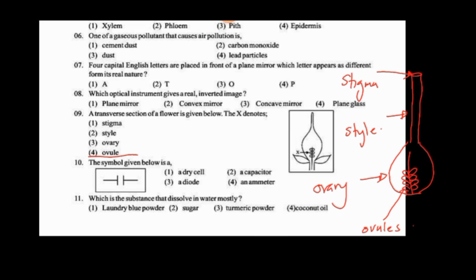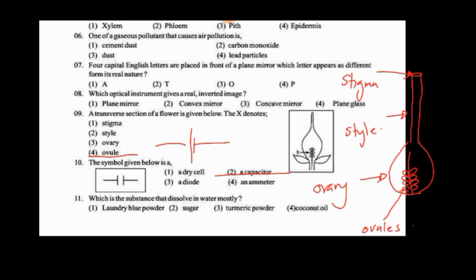Then the symbol given below is what? Now if we take a dry cell, right? This is not the symbol of a dry cell. It is something like this, right? So here this should be a capacitor, right? Capacitor.